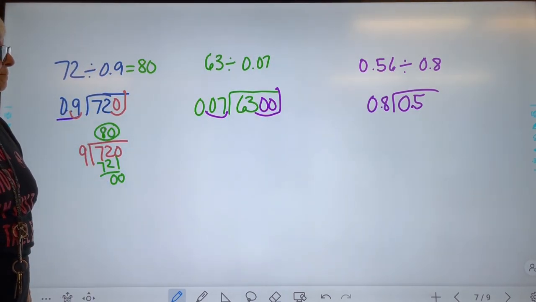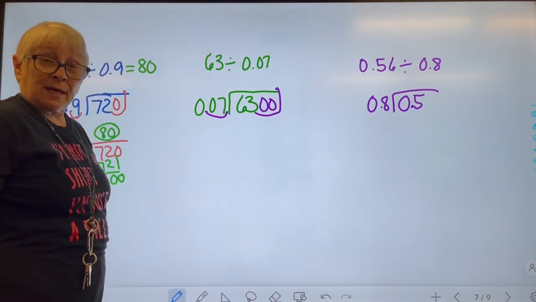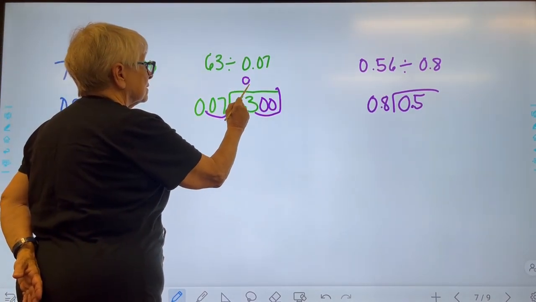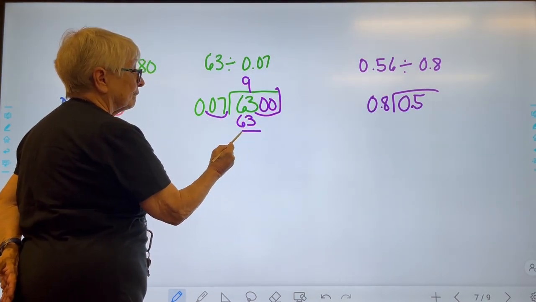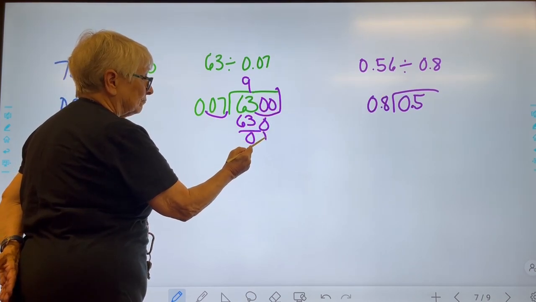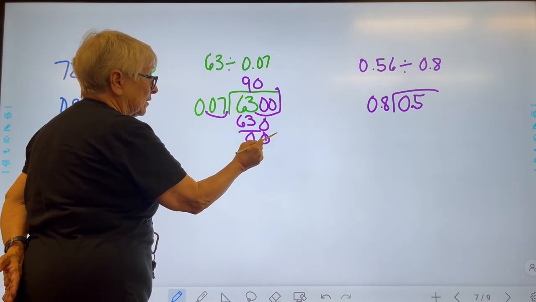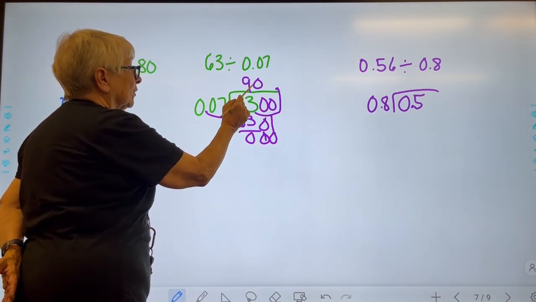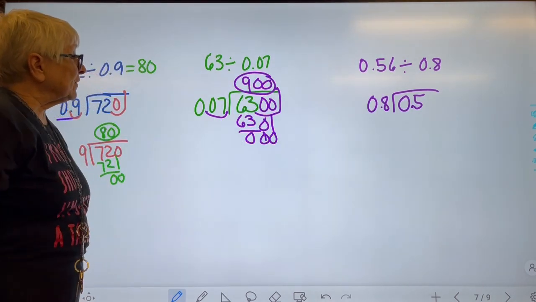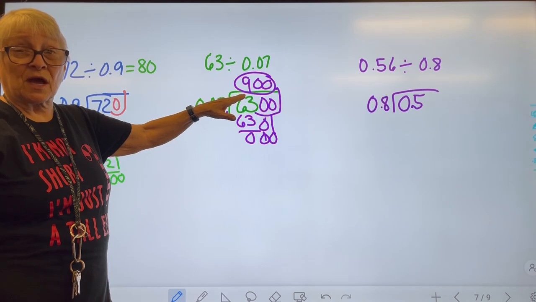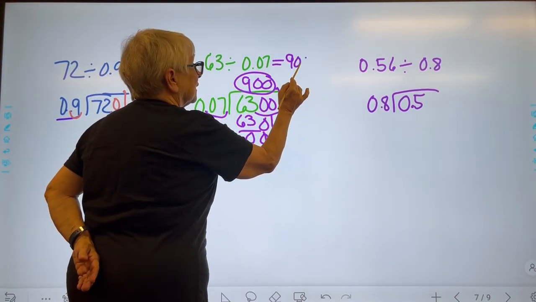Now, does 7 go into 63? Yes, it does. It goes there 9 times. 9 times 7 is 63. Bring down a 0. 9 goes into 0, 0 times. Bring down another 0. 9 goes into 0, 0 times, and the answer is 900. And if the answer to this equivalent problem is 900, then the answer to the original problem is also 900.